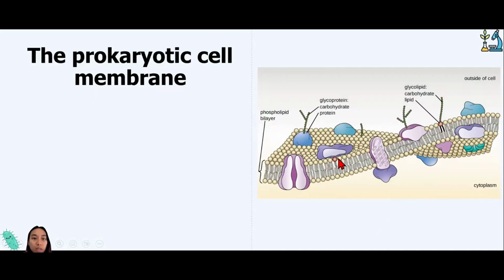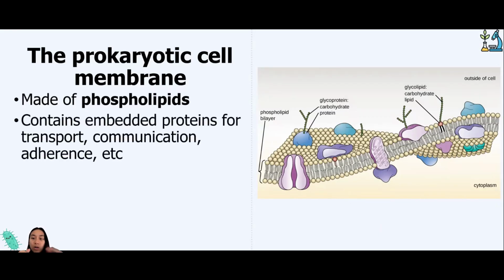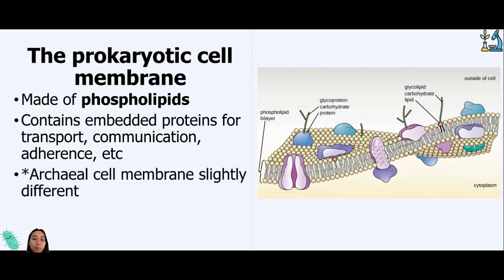We've discussed the cell membrane in different videos, but just as a recap, the prokaryotic cell membrane is made up of phospholipids. So it is a phospholipid bilayer. And then there are a bunch of proteins embedded in this phospholipid bilayer for communication, to adhere to the environment, transport, whatever it is. So there's a lot going on in the cell membrane. And as a reminder, the archaeal cell membrane is slightly different. The phospholipids are arranged a little bit differently.